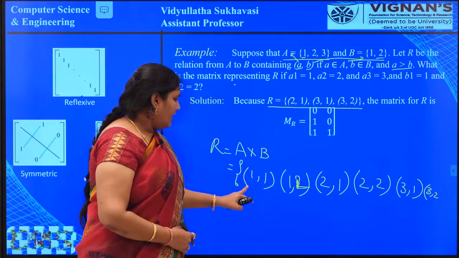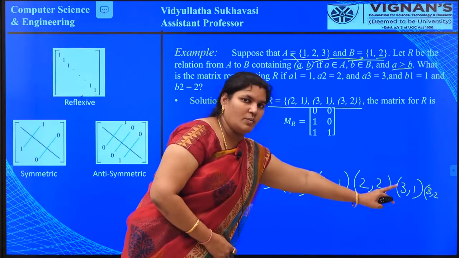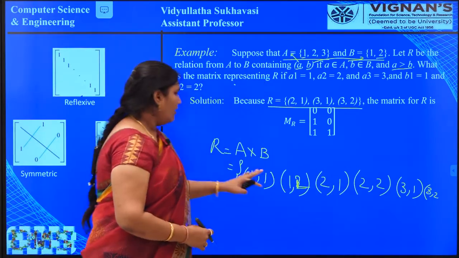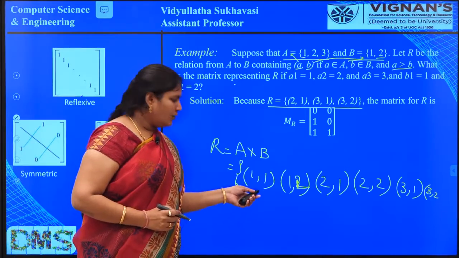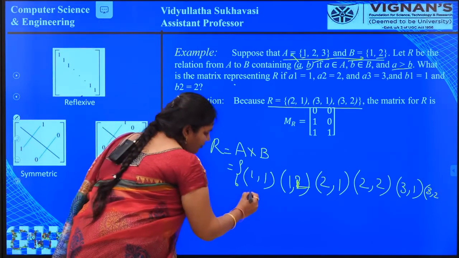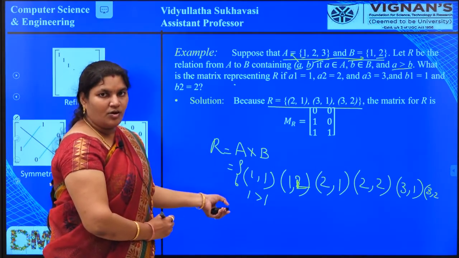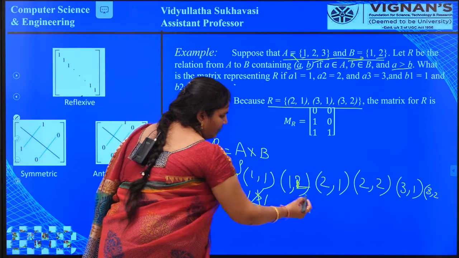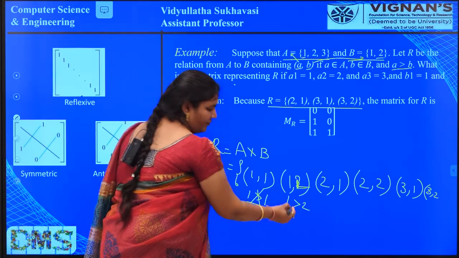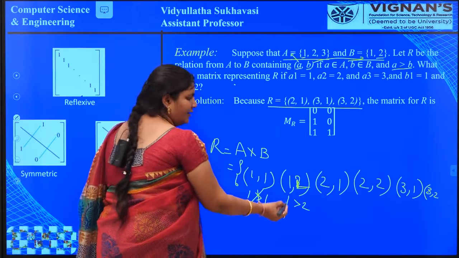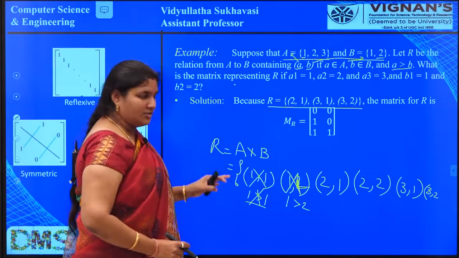Whatever ordered pairs satisfy this condition, only those we are going to consider. So here we are getting 1, 1, 1, 2, 2, 1, 2, 2, 3, 1, 3, 2. Which ordered pairs satisfy it? If you take the first ordered pair 1, 1, is 1 greater than 1? This condition is not satisfied. Next 1, 2. Is 1 greater than 2? No. So that's why this ordered pair and this ordered pair will not be in the relation R.